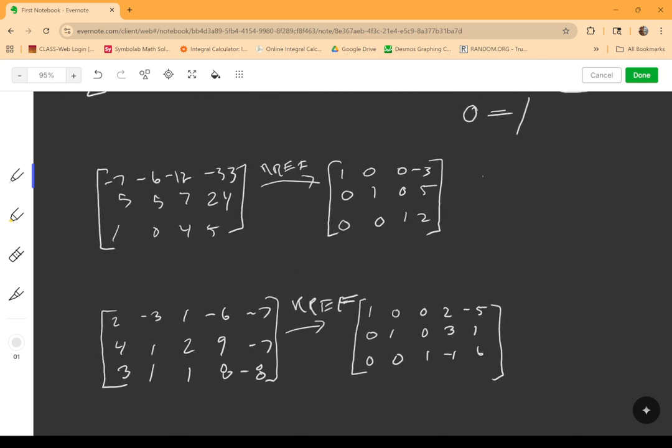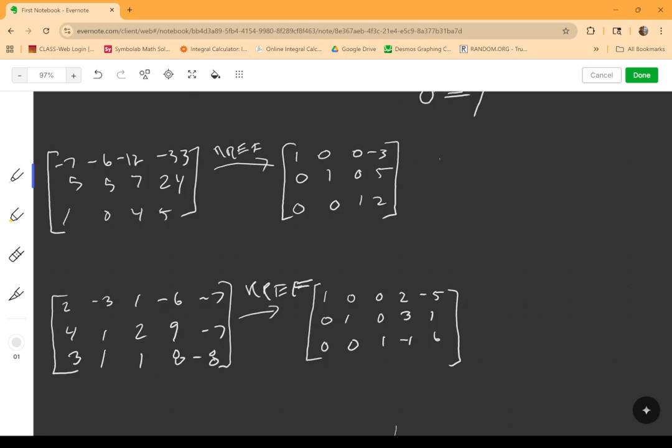Okay, so here are two augmented matrices and the resulting reduced row echelon form. In this case here we have n to be 3, right? And then here the number of pivots also is 3. Okay, so it's a consistent system, right? And in this case n is equal to 3, and as we can see, we have a unique solution.